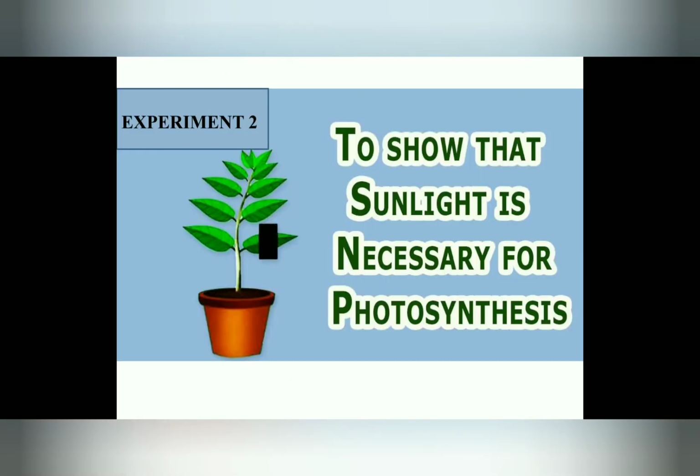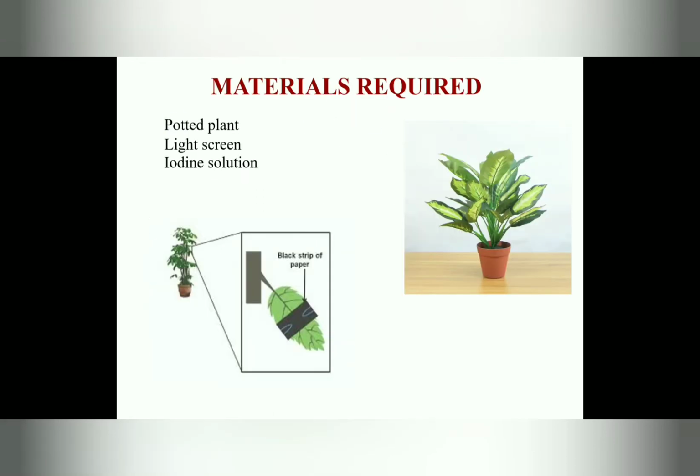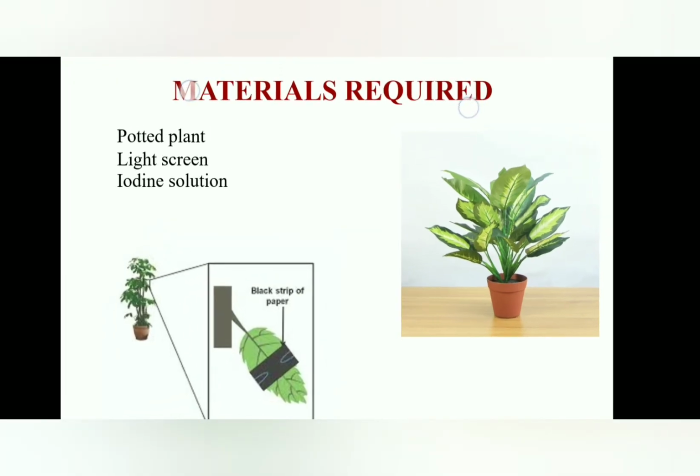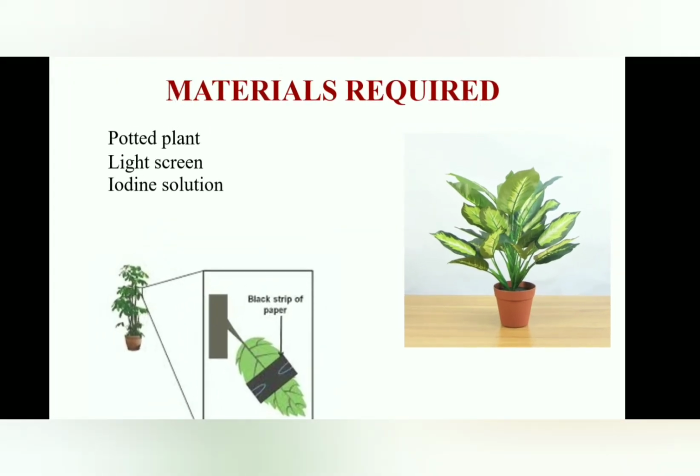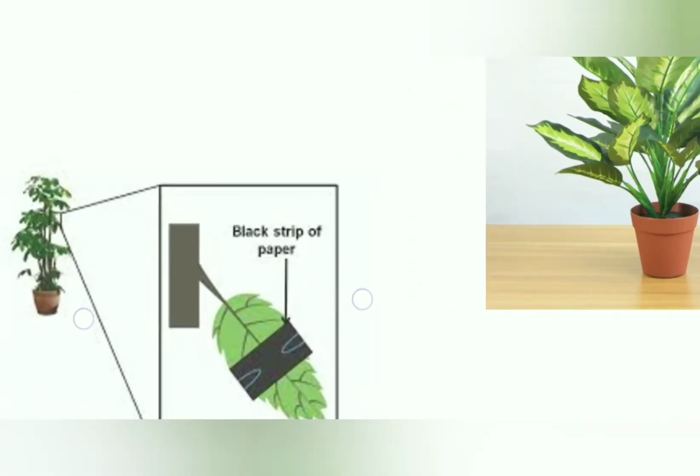To show that sunlight is necessary for photosynthesis. What is our aim? To prove that sunlight is necessary for photosynthesis to form starch. So what are the materials required for it? We require a potted plant, then a light screen. You can see in the figure a light screen, and then iodine solution.